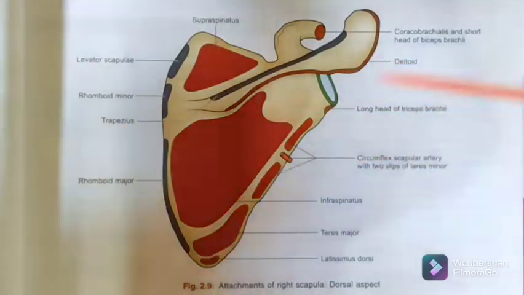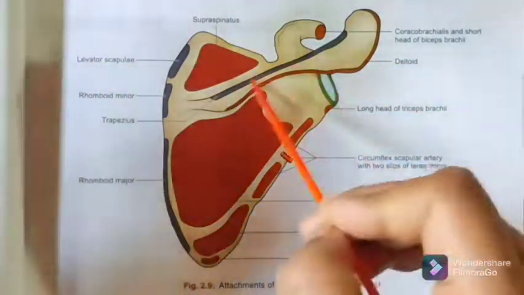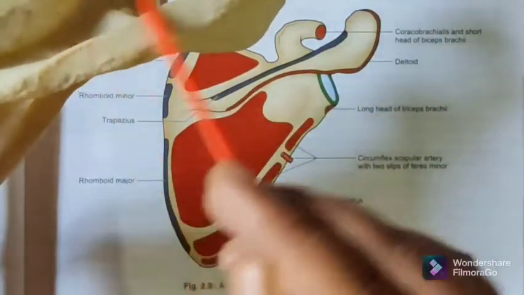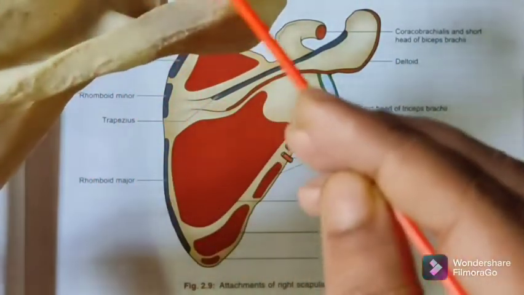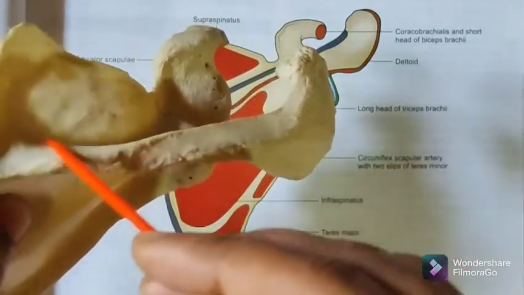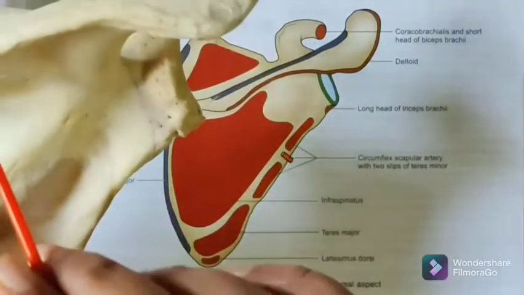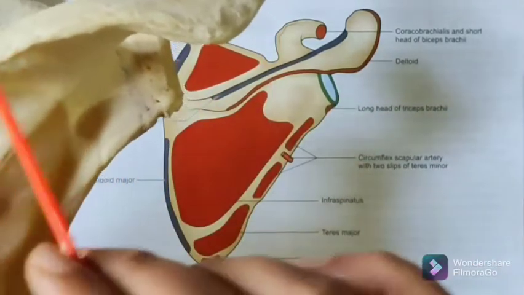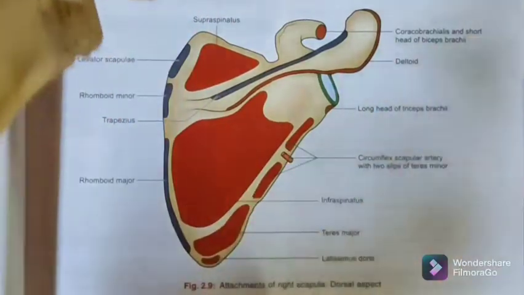Now this was the trapezius. This was the crest of the spine, and in its upper border we have the trapezius muscle, extending up to the medial border of the acromion process. In the lower border, till the lateral border of the acromion process, was the attachment of the deltoid muscle.